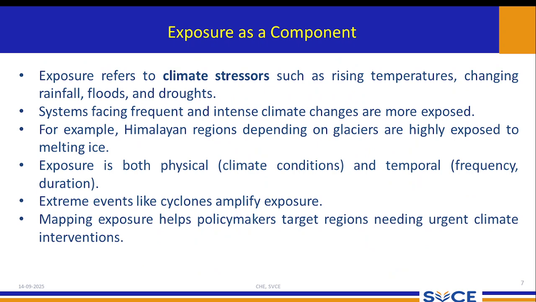Coming to exposure as a component, exposure refers to climate stresses such as rising temperature, changing rainfall, flood, and drought. Systems facing frequent and intense climate changes are more exposed. For example, Himalayan regions depending on glaciers are highly exposed to melting ice. Exposure is both physical and temporal. Extreme events like cyclones amplify the exposure. Mapping exposure helps policymakers target regions needing urgent climate interventions.